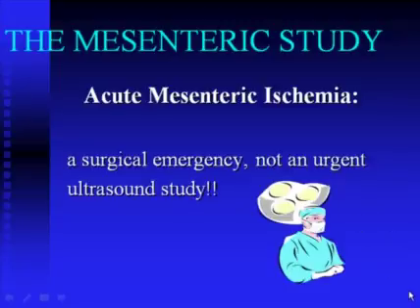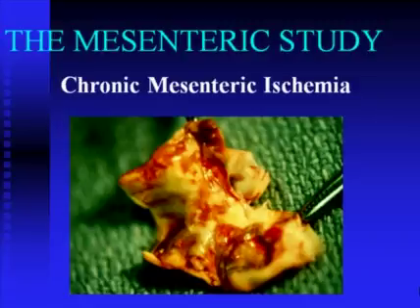This is not an ultrasound study. We do not get a duplex ultrasound study to rule out acute mesenteric ischemia. It wastes precious time in establishing the diagnosis and increases the delay in diagnosis and ultimate patient mortality. Now, the main heart of this lecture on the arterial side is chronic mesenteric ischemia, primarily due to atherosclerotic disease, an example of which is shown here.